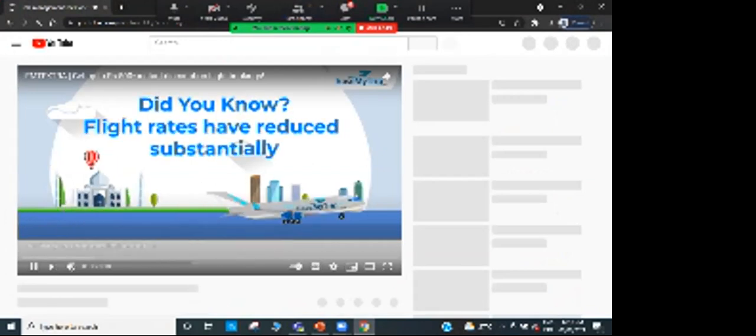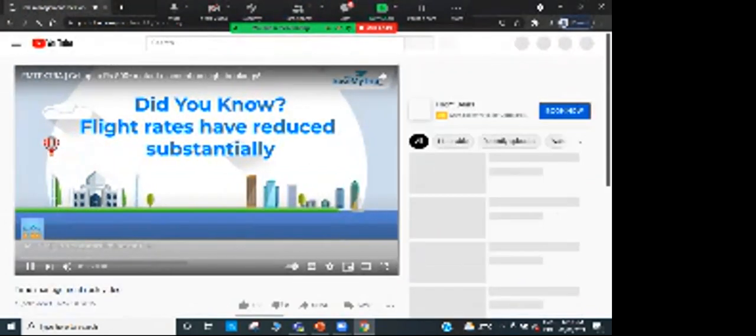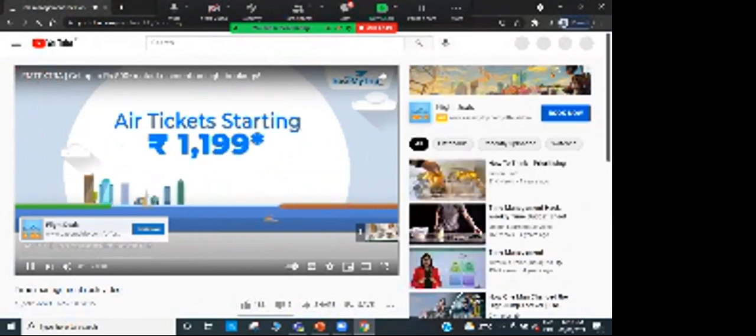Did you know flight rates have reduced substantially? Book air tickets now, starting at rupees 11.